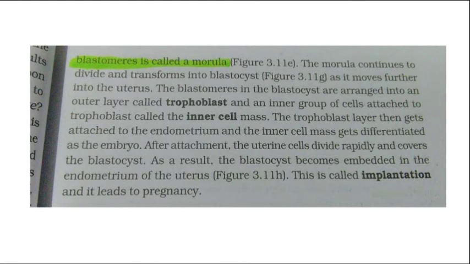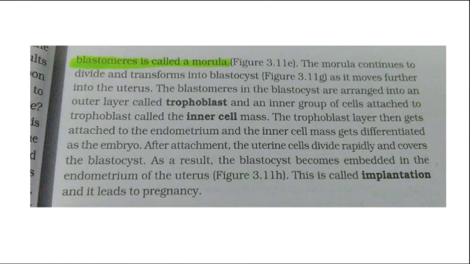The morula continues to divide and transforms into a blastocyst as it moves further into the uterus. The blastomeres in the blastocyst are arranged into an outer layer called trophoblast and an inner group of cells attached to the trophoblast called the inner cell mass. The trophoblast layer then gets attached to the endometrium, and the inner cell mass gets differentiated as the embryo.